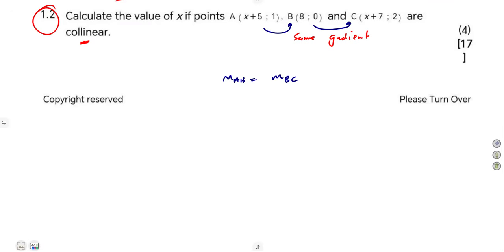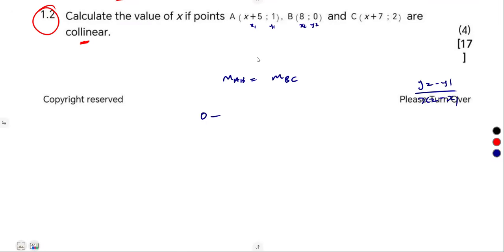So that is what you're going to have. It is about the same gradient. Remember, gradient is y2 minus y1 over x2 minus x1. Let us consider this first part. I'm just going to take this one as x1, y1, x2, y2. So that's y2, 0 minus 1 over x2, 8 minus our x1, which is x plus 5. This must be equal to the gradient of B to C.